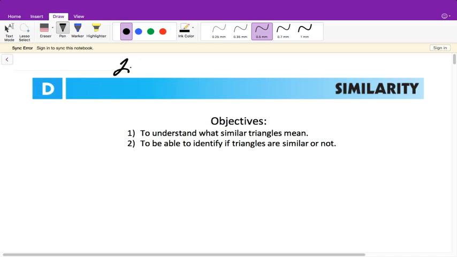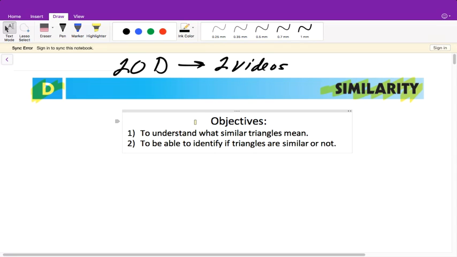All right, so we're now moving on to the next section of this chapter, section 20D, and this is going to have two videos. So this is going to be the first video that we're doing in this section. And we're now going to move on to similar triangles. All right, so you'll see this is very similar to what we were doing before with congruent triangles, but there's one major difference. And we're going to talk about that in detail.